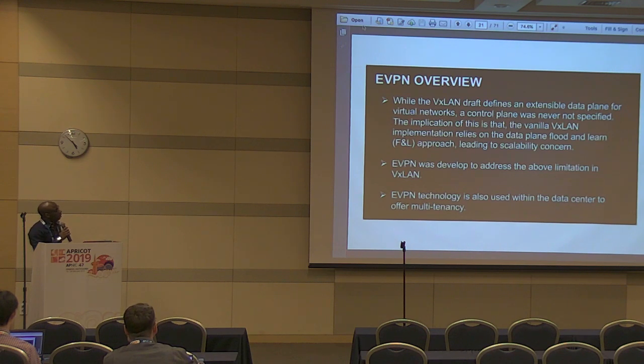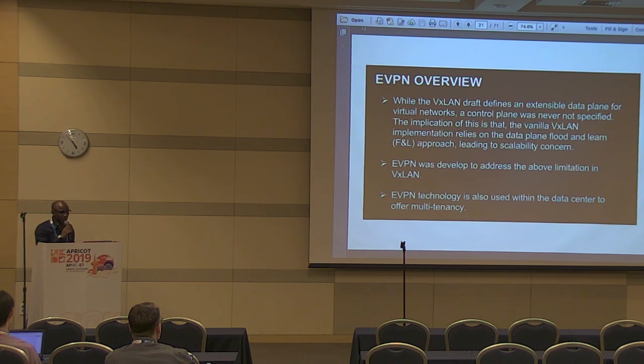Okay, so with acronyms out of the way, let's delve into the EVPN overview. As I've mentioned, the native VXLAN draft does not define a control plane, which means native VXLAN relies on data plane flood and learn, which, as I've mentioned, introduces some scalability concerns. EVPN is meant to alleviate that for us.